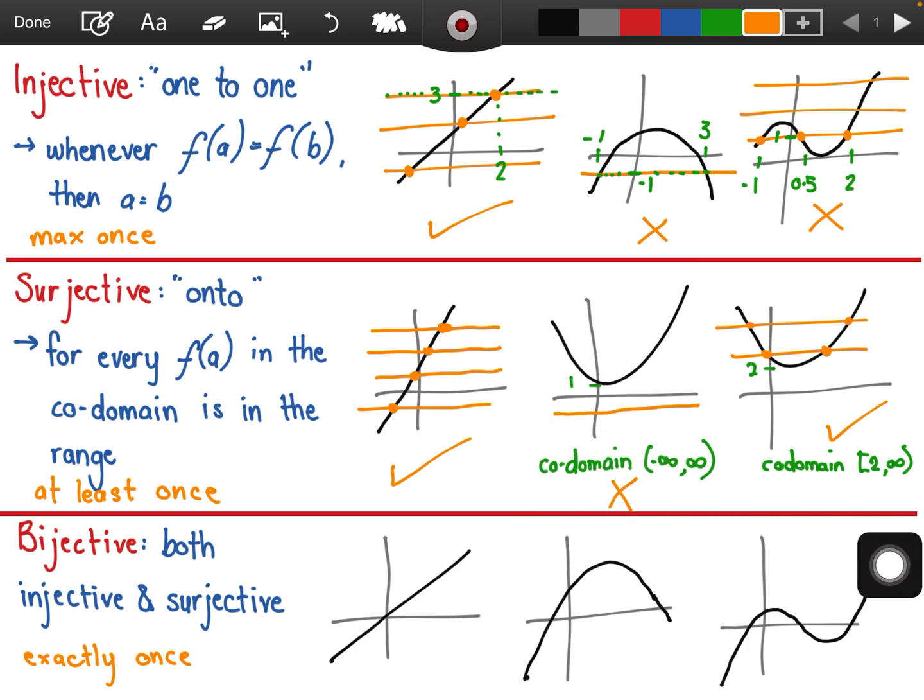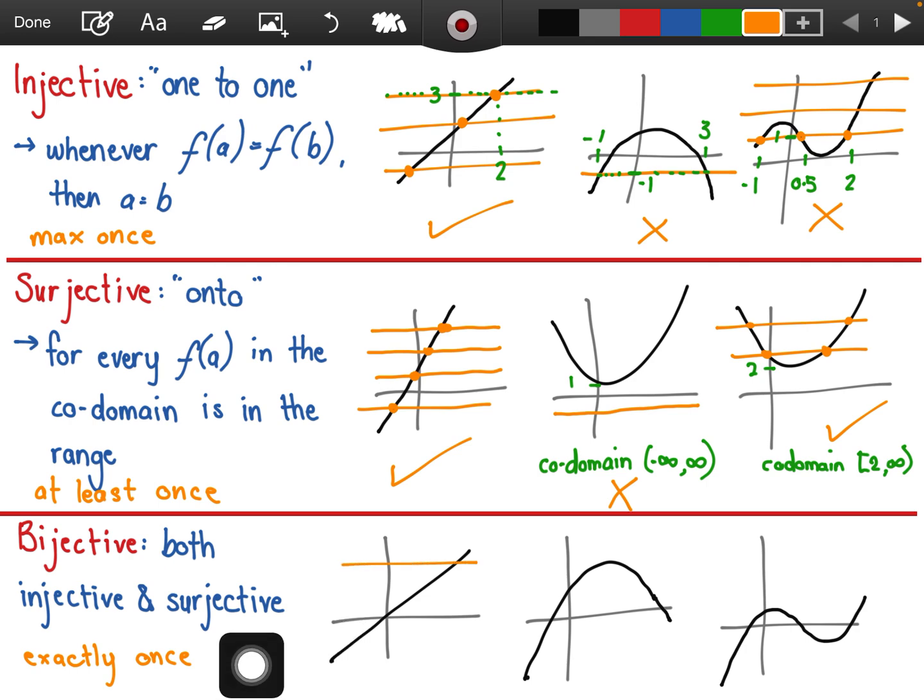Okay, and lastly, we're looking at bijective. Bijective is both injective and surjective. My horizontal line test for injective is maximum once. For surjective, it's at least once. So bijective has to be the overlap between maximum once and at least once. That means that it is exactly once. So it has to be both injective and surjective. Every y coordinate has to have a maximum of one x coordinate, but every y coordinate within the codomain has to be used.